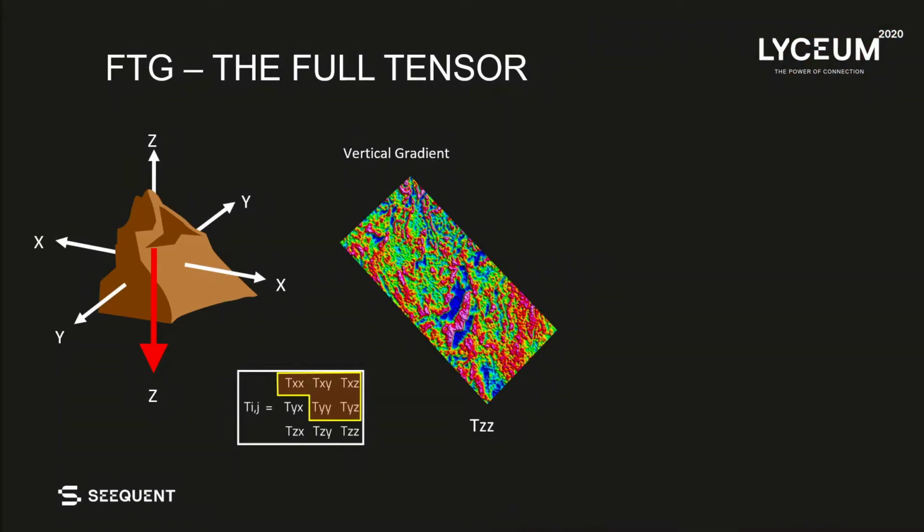FTG data are inherently information-rich, and each component can be interpreted separately. However, it's not always easy to look at 6 maps jointly. So we can try to simplify workflows and at the same time keep some key information.